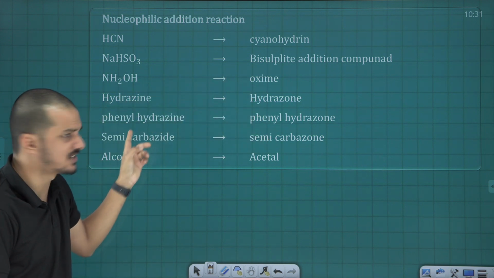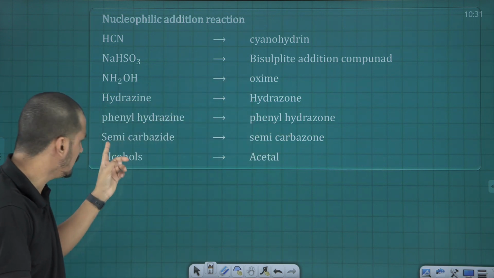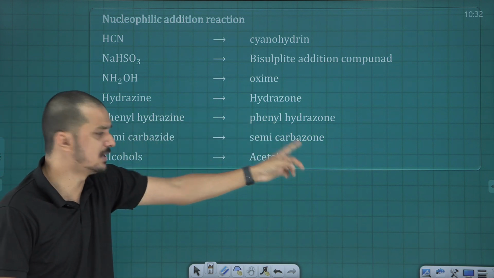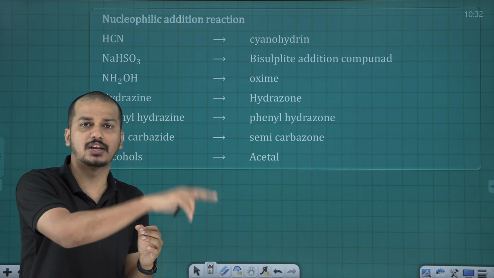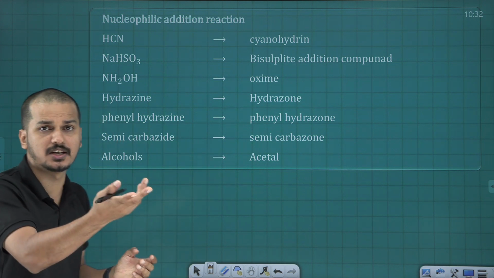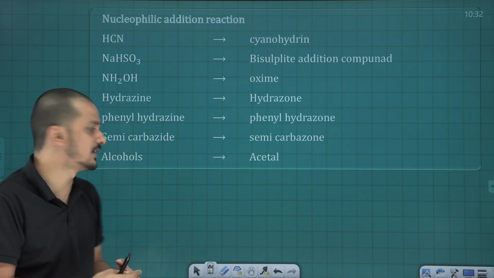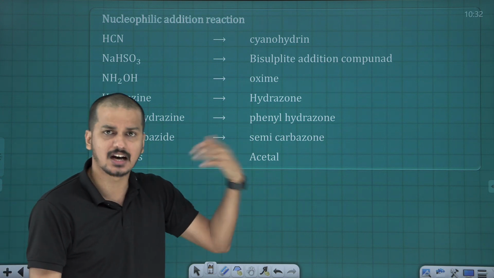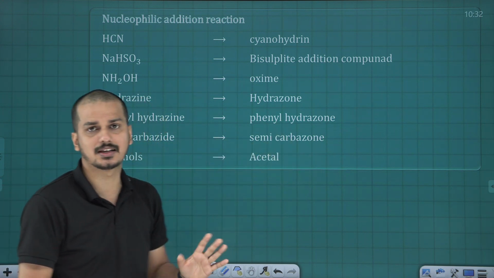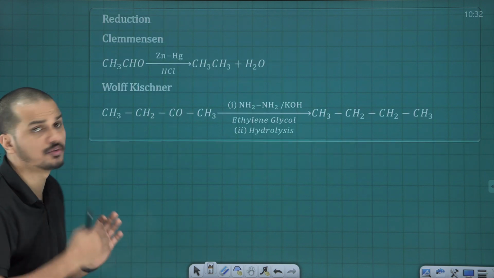If you are adding phenylhydrazine, you will get what? Phenylhydrazone. If you are adding semicarbazide, you will get semicarbazone. If you are adding 2,4-DNP, you will get 2,4-dinitrophenylhydrazone. The yellow precipitate you will get is used to distinguish aldehydes and ketones; that you learned. If you are adding alcohol, you will get hemiacetal. If you continuously add alcohol, you will get acetal. All those reactions you learned, you have to go through them.